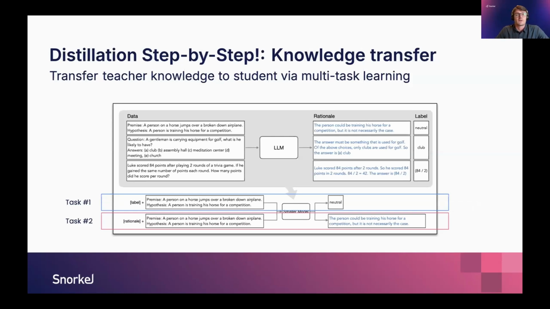And for distillation step by step, multitask refers to the two tasks of the student model. The student model has to both predict the correct label, or the label coming from the teacher, as well as match the rationale generated by the teacher. So that's two tasks, and these two tasks are indicated by a label or rationale token. These are special tokens provided to the small specialized language model.